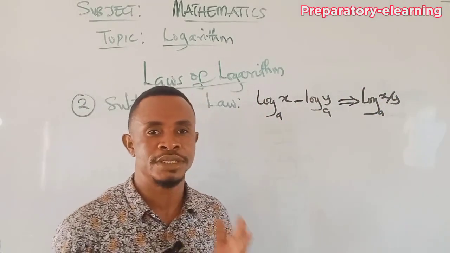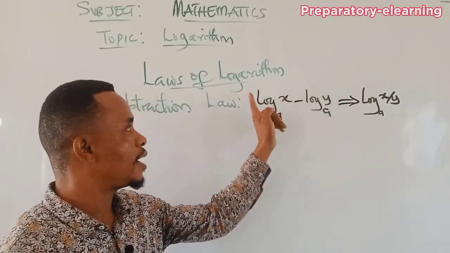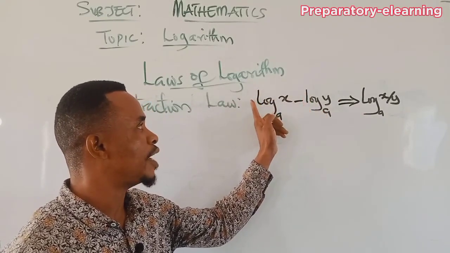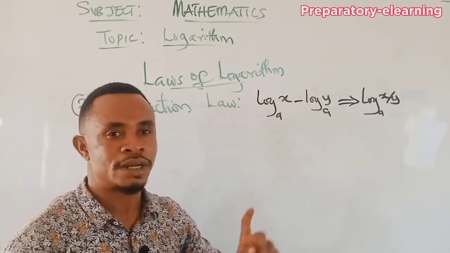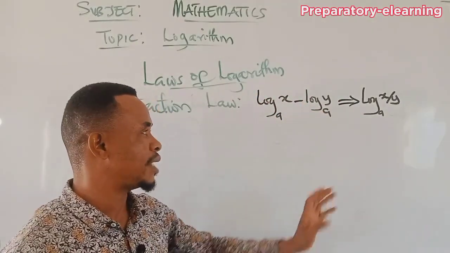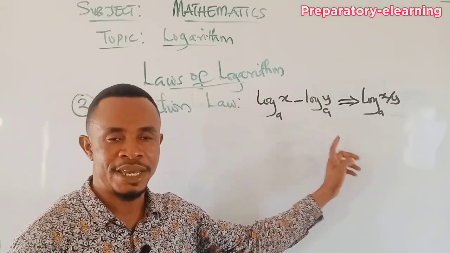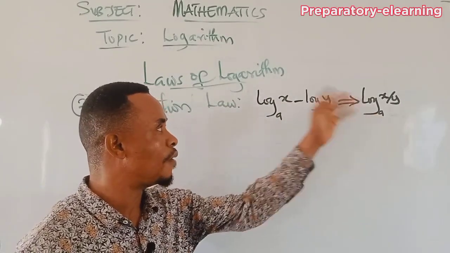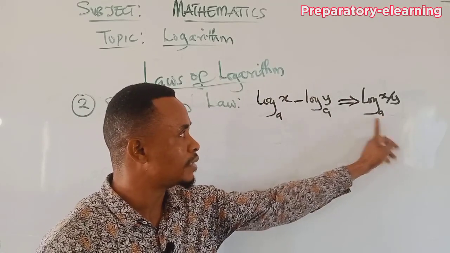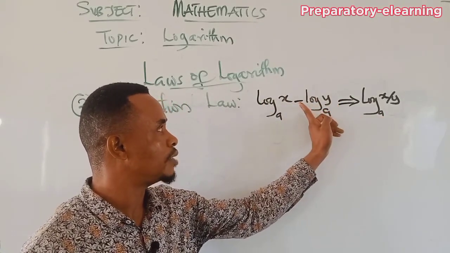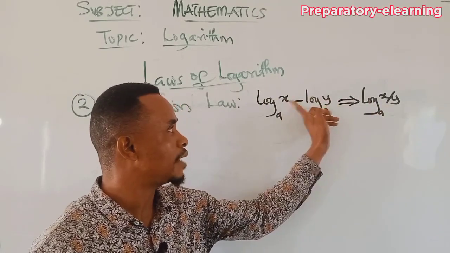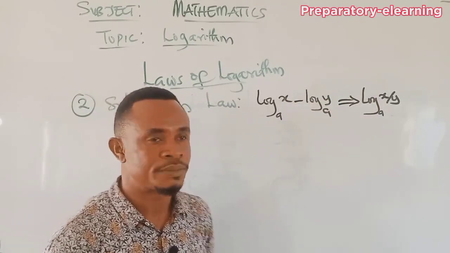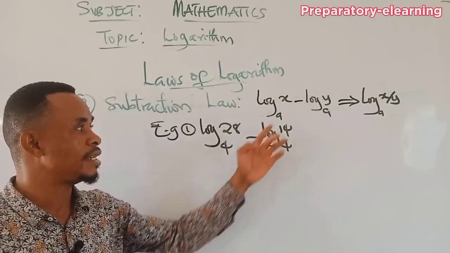And don't forget the conditions must be met. The conditions are the numbers here must be 1, or you must not have a number appearing behind this log. That's condition number 1. Condition number 2 is that the bases must be the same. When you are certain of those conditions, then you can apply the law by writing one log, writing one base. Now from x and y, because of subtraction, you divide them: x divided by y. Now let's apply this law to a simple example.